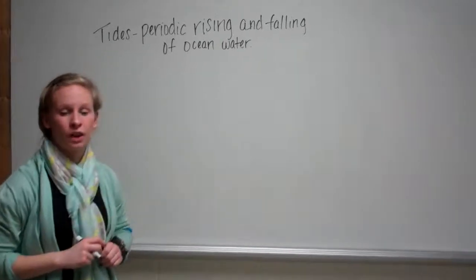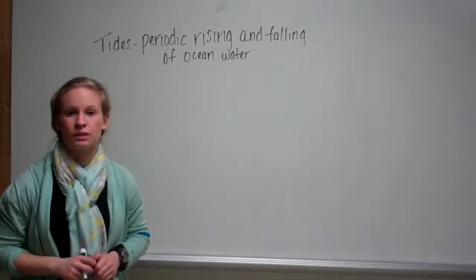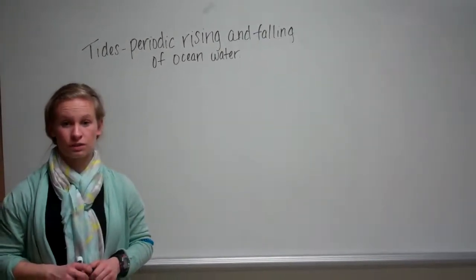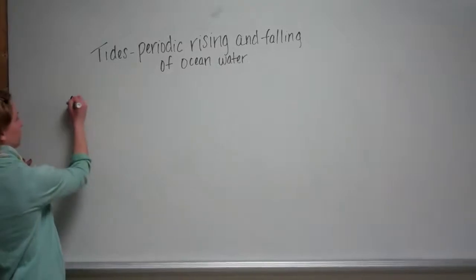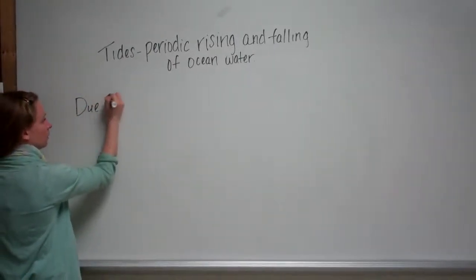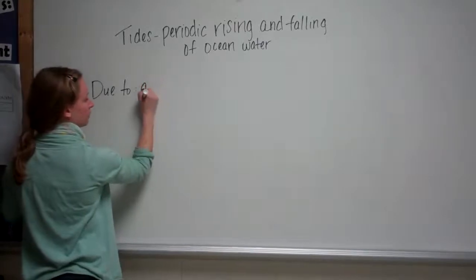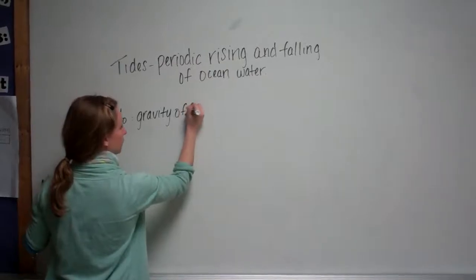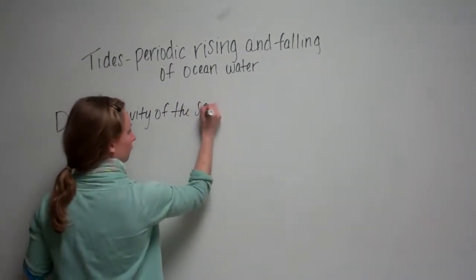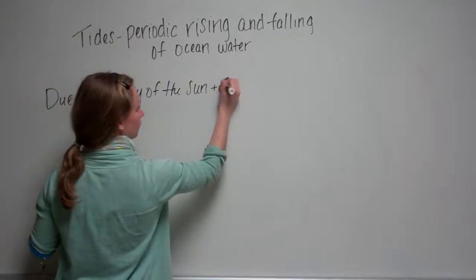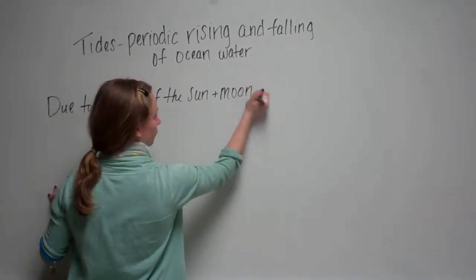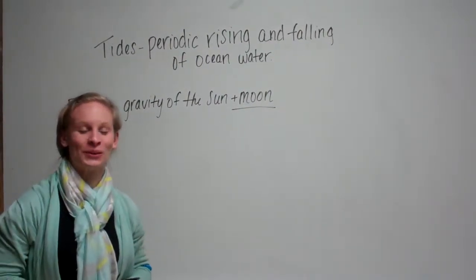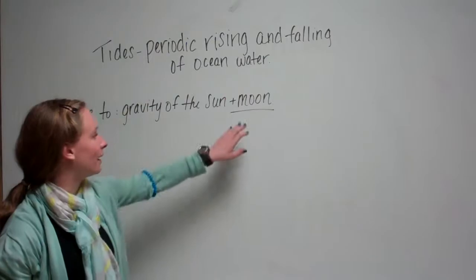In an earlier video, we were talking about how the force of gravity has an influence on tides. So specifically, the force of gravity of the moon and the sun is what is causing the tides on the earth. So let's write that down. Due to the gravity of the sun and the moon. But I'm going to underline the moon because the moon is playing a bigger role in the gravitational pull. Why? Because it's closer.